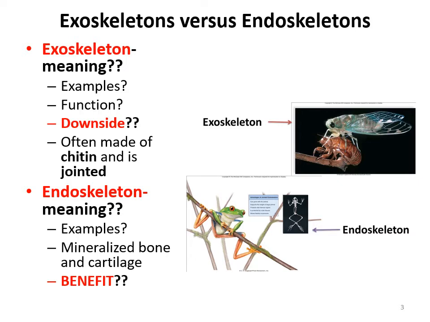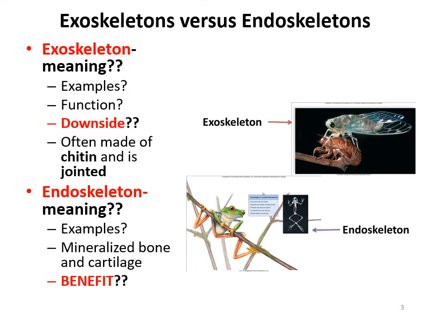The reason why it's so crunchy, as I say, you hear that crunch sound if you accidentally step on an organism with an exoskeleton, is because a lot of times it's made of chitin, which we mentioned is that hard carbohydrate that you find in shells such as crabs. And it's also a jointed skeleton, which is important for the movement of these organisms.